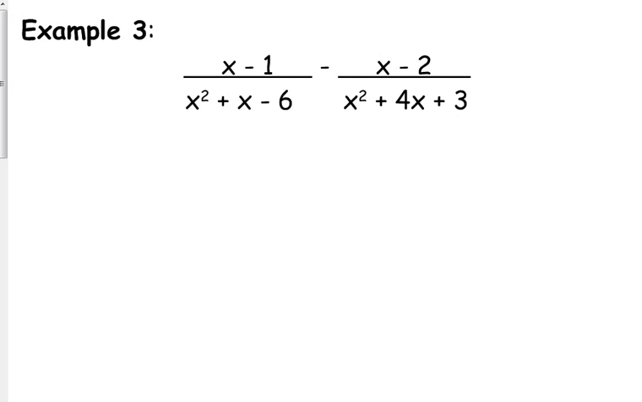Let's do a few more. So another subtraction problem. One that stays a subtraction problem. x minus 1 over x squared plus x minus 6, minus x minus 2 over x squared plus 4x plus 3.